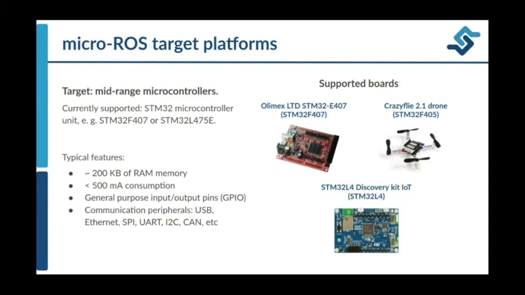Currently what we support are some STM32 microcontrollers, such as those that are mentioned here. I won't go through them. You can read them explicitly, and the boards that support micro-ROS are shown here on the right. So what are the characteristics of this kind of devices? Typically they will have about 1 megabyte of flash memory, 200 kilobytes of RAM, and a consumption of less than 500 milliamperes.